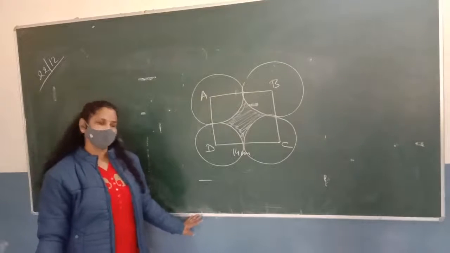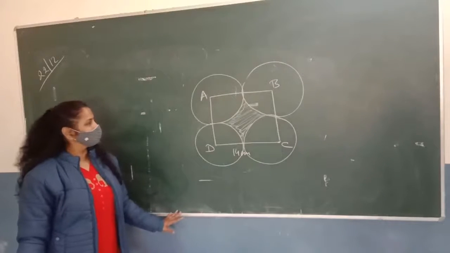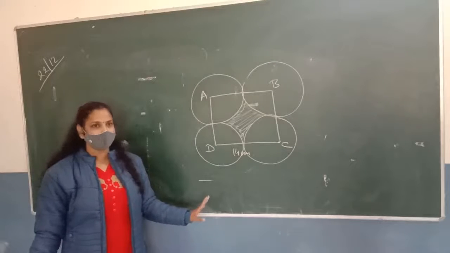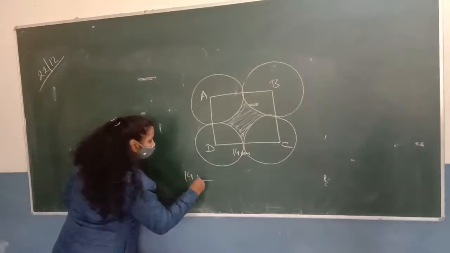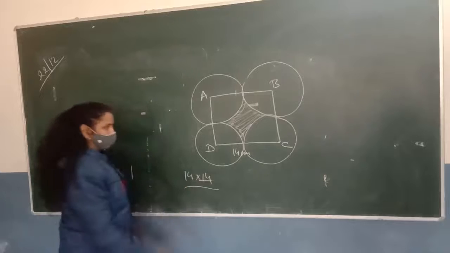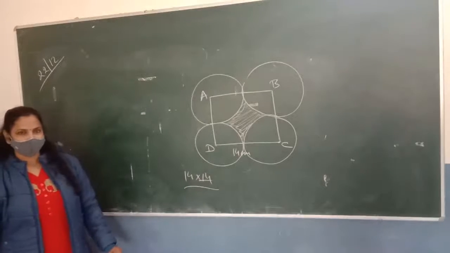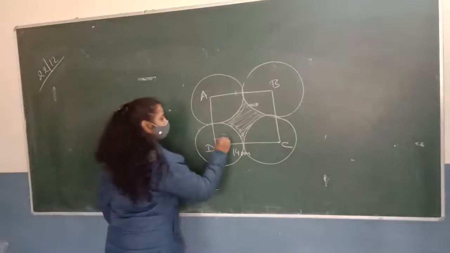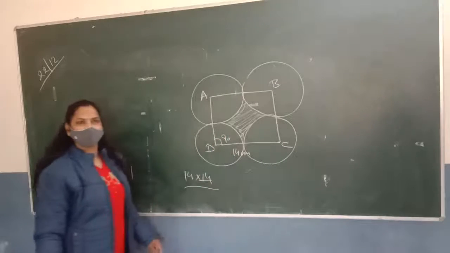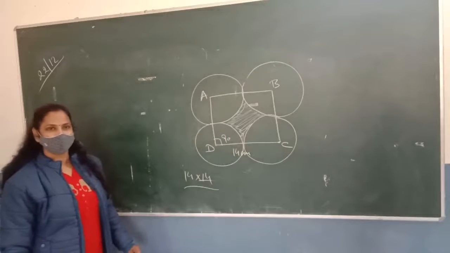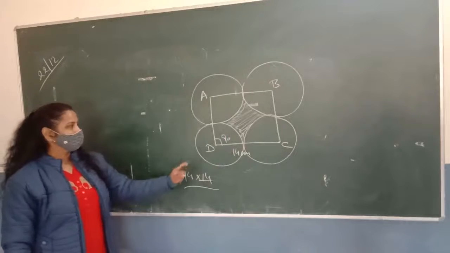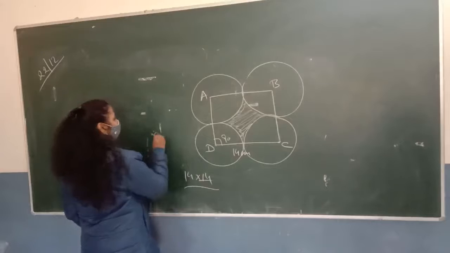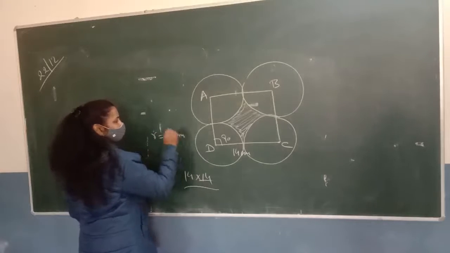Yes, sir. Now first we find the area of the square. Side into side, 14 into 14. This is the area of the square. Now we know the angle of the square is 90 degree. So half of 14 is 7, the radius comes out. So we can find the radius of all the 4 circles. The radius of all the circles will be 7 centimeter.